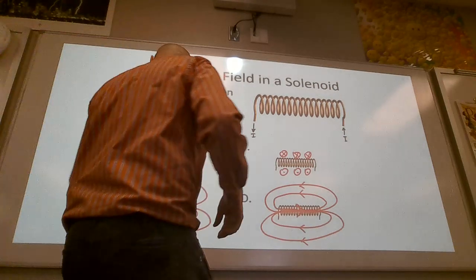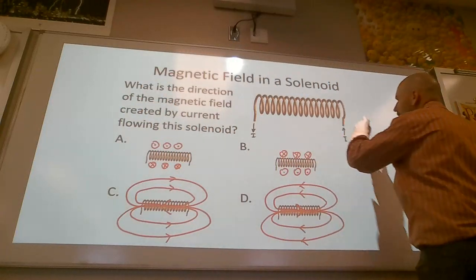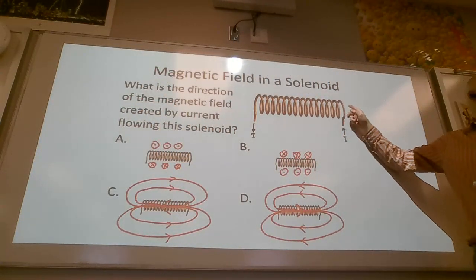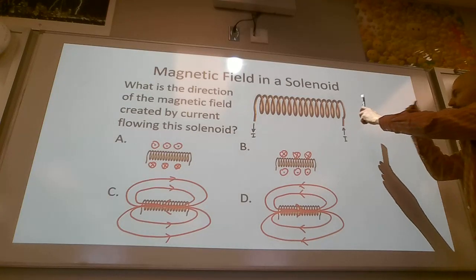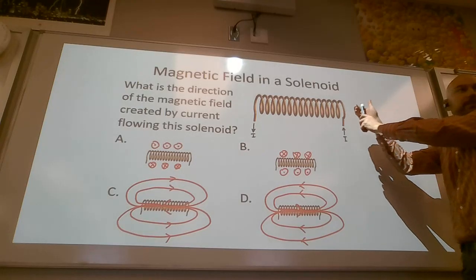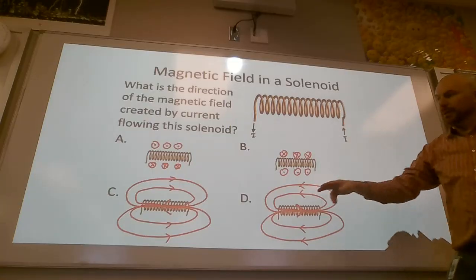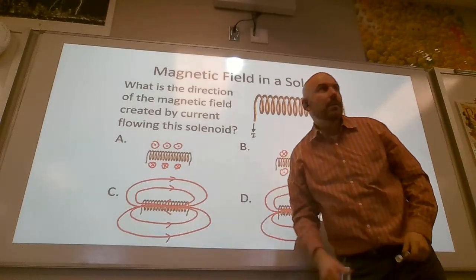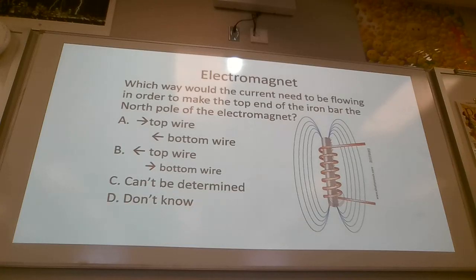Okay. You grab the part of the wire you look at. It's closest to you. Grab it with your thumb going up in the direction of current. You put your fingers inside the loop. Fingers are directed to the left. C. Good with that? Give that one a shot.